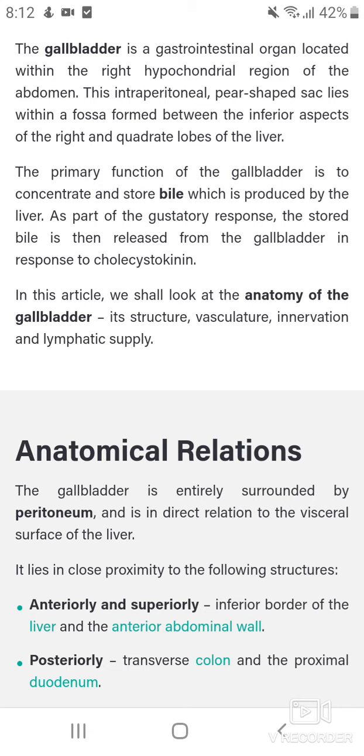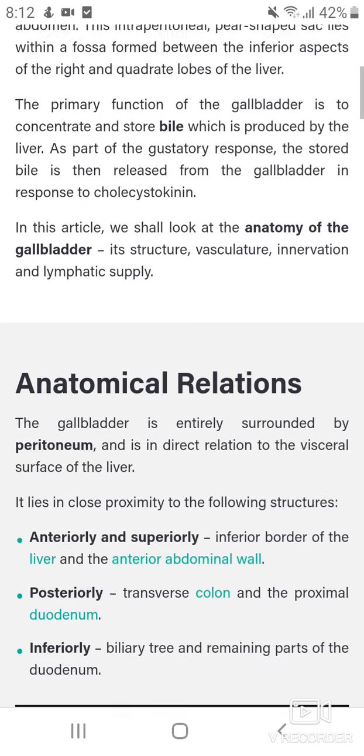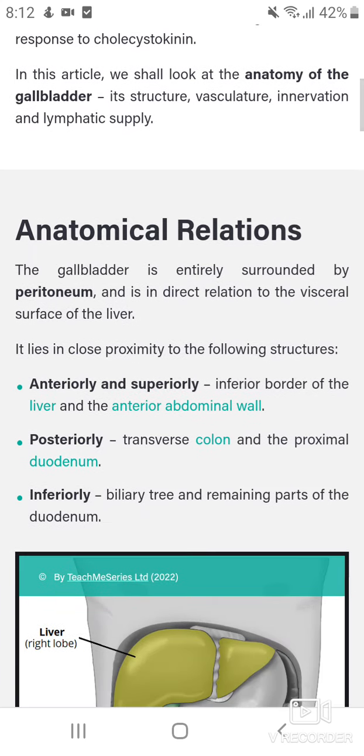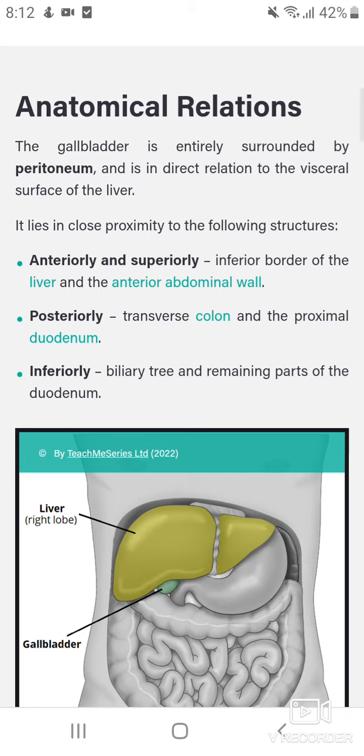As a part of the gustatory response, the stored bile is then released from the gallbladder in response to cholecystokinin. In this article, we shall look at the anatomy of the gallbladder, its structure, vasculature, innervation, and lymphatic supply. First of all, we are discussing its anatomical relations.